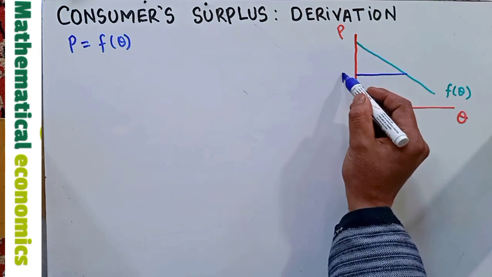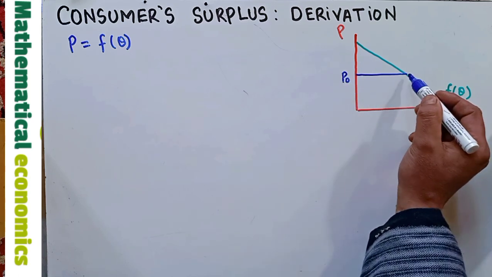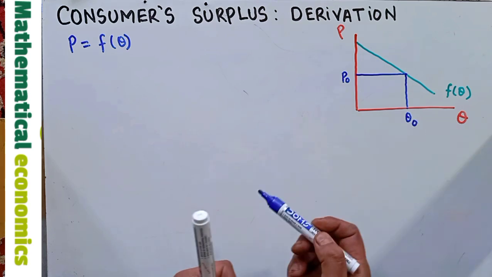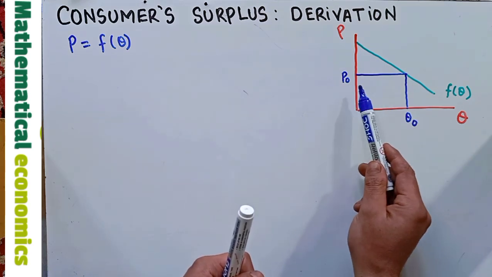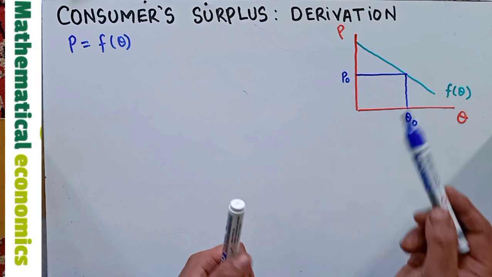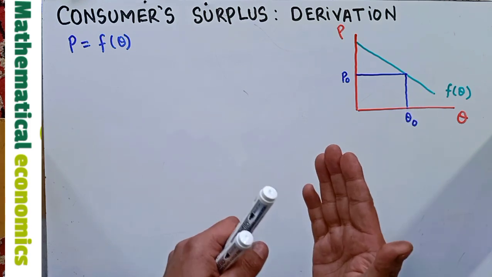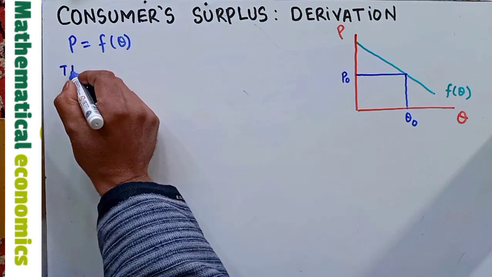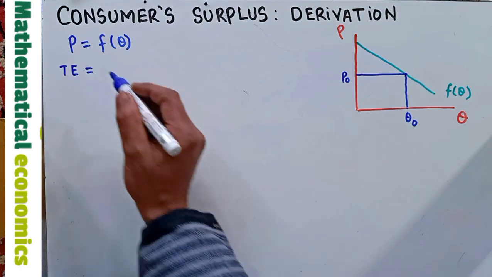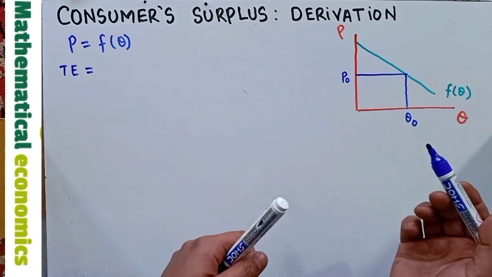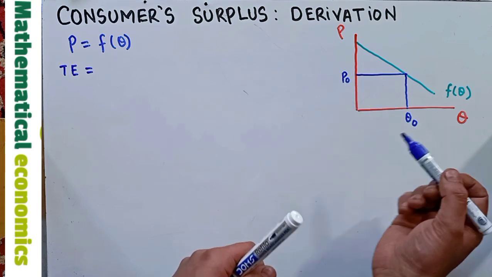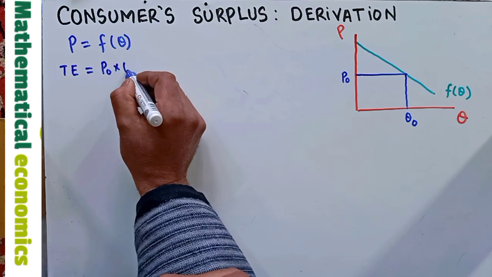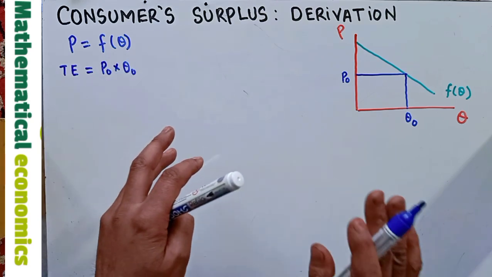Now let us suppose initially we have a price of P naught. Corresponding to this price of P naught, let us say quantity demanded is Q naught. Now, what is the total amount of money spent? The total expenditure, or total amount spent on the good, is equal to P naught times Q naught, that is, the price paid times the quantity demanded.